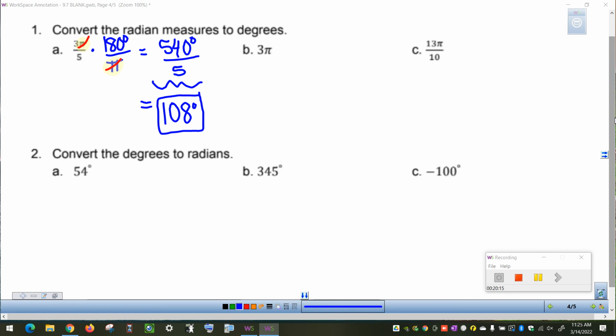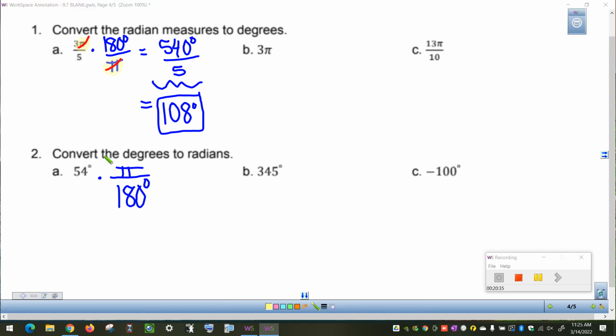All right, now let's try one going the other direction. So we're going to start here with 54 degrees, and we're going to turn this one into radians. Well, this time, we're going to multiply by the reciprocal of that fraction. We're going to multiply by pi over 180.